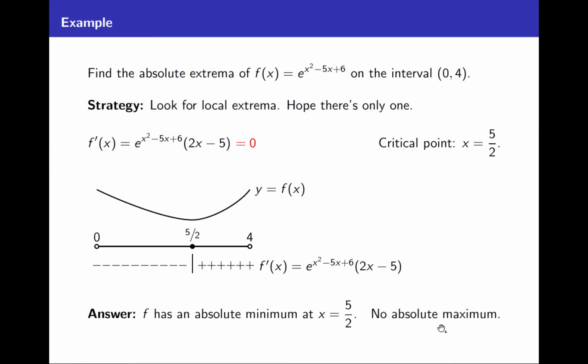And there's no absolute maximum. This function to the right of 5 halves just keeps getting bigger and bigger and bigger. And the same on the other side. So there's no absolute maximum, just an absolute minimum.